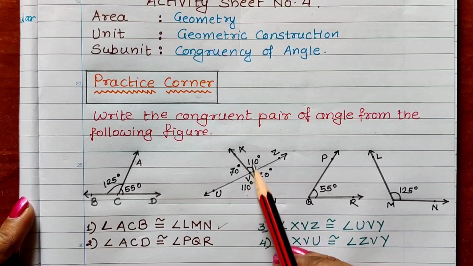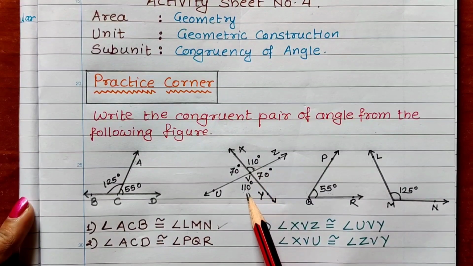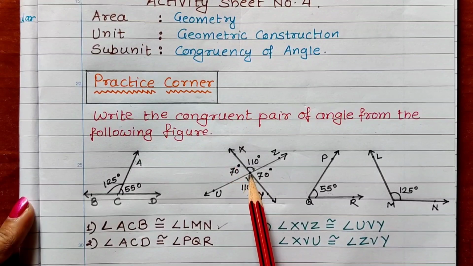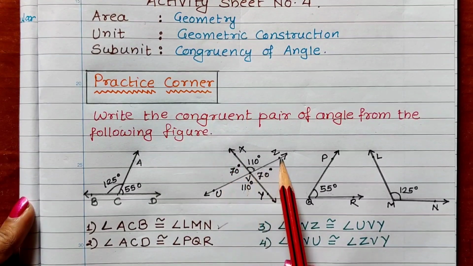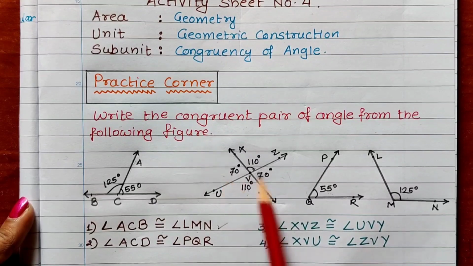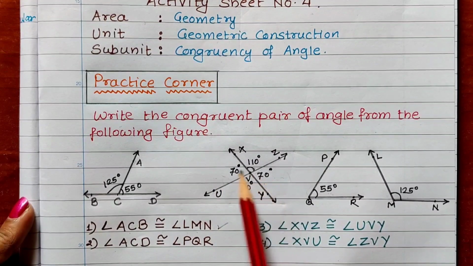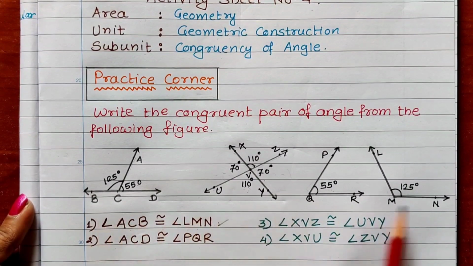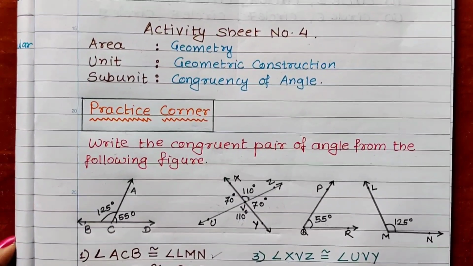And we all know pairs of vertically opposite angles are also congruent, and they are shown by the measurements of 110 degrees, and that's why angle XVZ is congruent with angle UVY. And the second pair of vertically opposite angles in the same figure is angle XVU, which is 70 degrees, and angle ZVY is also 70 degrees. They are vertically opposite angles, their measures are equal, and that's why they are congruent. So angle XVU is congruent with angle ZVY. So in this way you have to write these 4 pairs in the answer. So in this way you have to solve this activity sheet number 4.